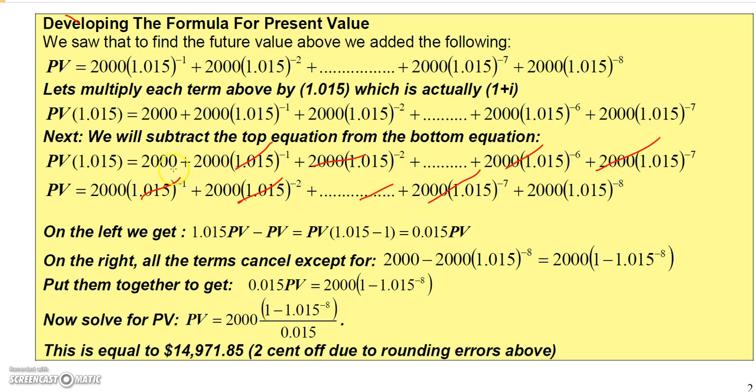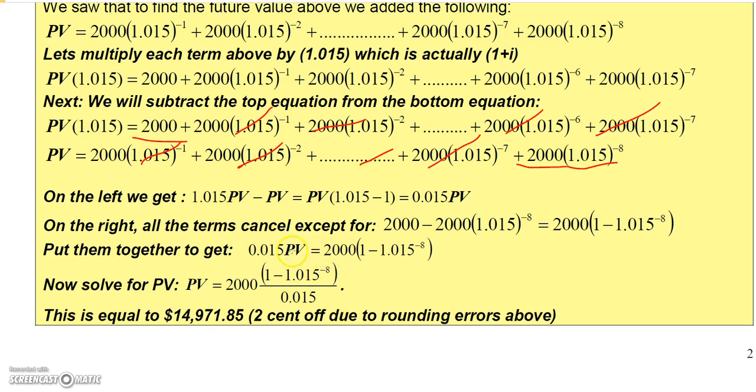except for 2. In the top, you would have the 2,000, and in the bottom, you'd have the 2,000 times 1.015 to the negative 8. So on the right-hand side, you'd have 2,000 minus 2,000 times 1.015 to the negative 8. And then if you factor the 2,000 out of those, you get 2,000 times 1 minus 1.015 to the negative 8. So, putting these together, on the left-hand side, you have 0.015 times present value. On the right-hand side, you have 2,000 times 1 minus 1.015 to the negative 8. And then to solve for present value, just divide both sides by 0.015. And now you get a formula.